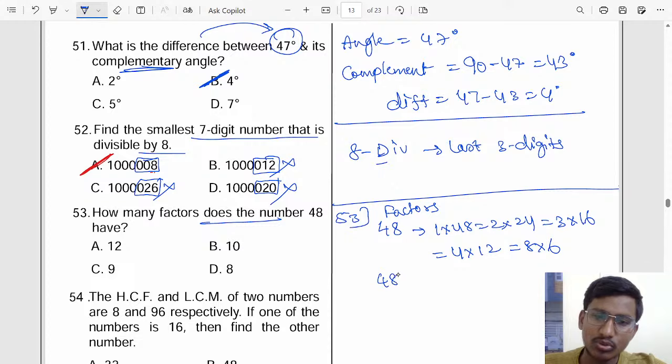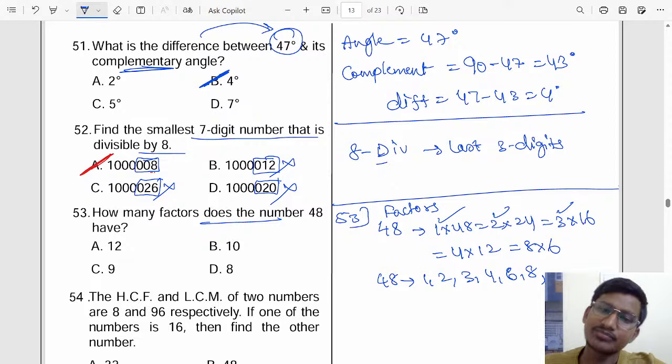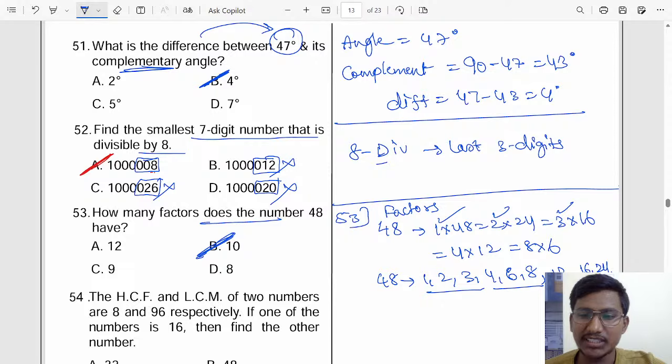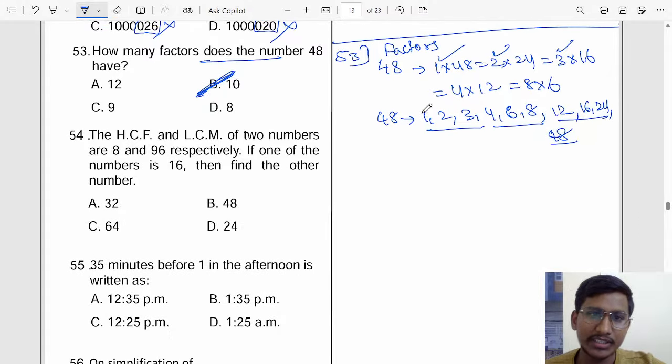So in total they are 1, then 2, 3, 4, 6, 8, 12, 16, 24, and 48. So how many total? 3, 6, 9, and 1, 10. So the answer is option B. There will be 10 factors for 48. Okay, understood? Very good. Now let us do question 54.